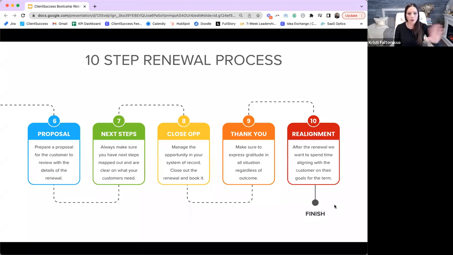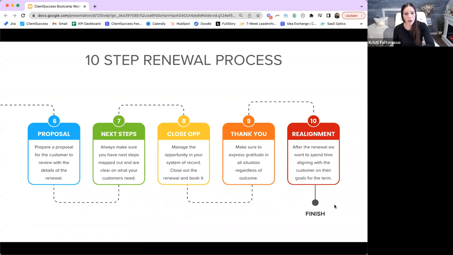Now, assuming we've gotten through all of that, they've got their paperwork, and everything's been executed and closed out, we then move to closing out the op, which we manage in ClientSuccess. Some people might be using their CRM, so it could be booking it out in Salesforce.